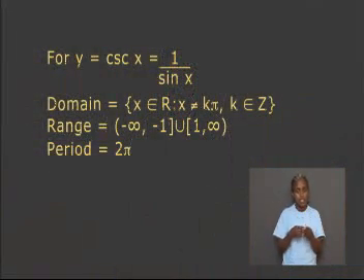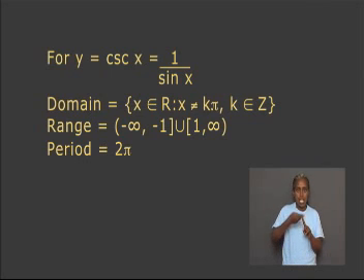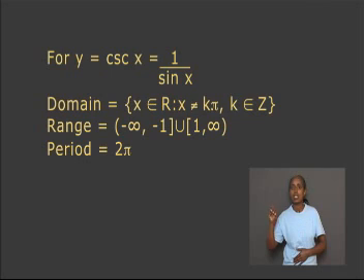Since the cosecant function is the reciprocal of the sine function, the domain must include values of sine x that do not equal 0. The domain is all real numbers, excluding integral multiples of pi. The range is all real numbers from negative infinity up to -1, union, 1 up to positive infinity, and the period is 2 pi.